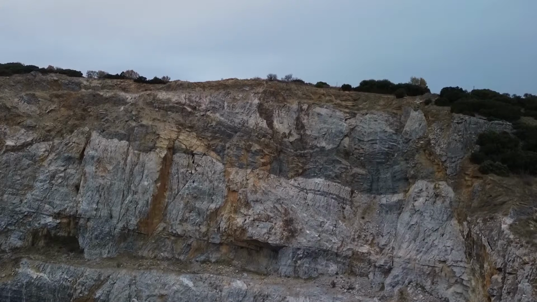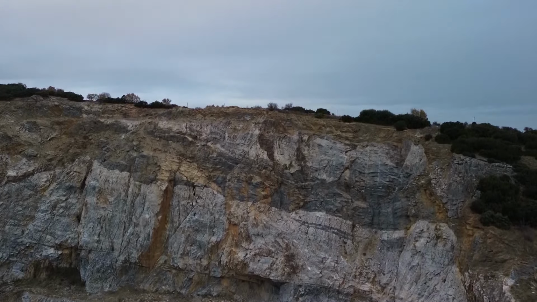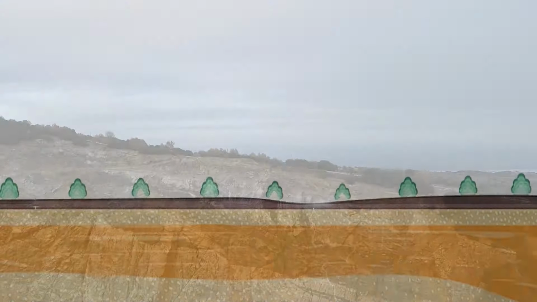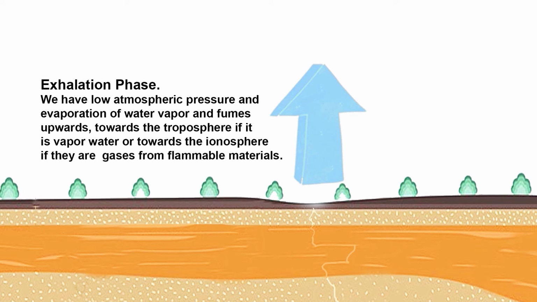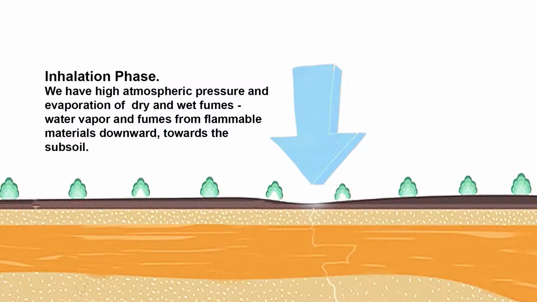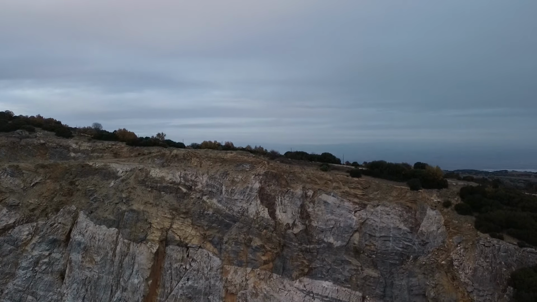Exhalation phase. We have low atmospheric pressure and evaporation of water vapor and fumes upwards, towards the troposphere if it is vapor water, or towards the ionosphere if there are gases from flammable materials. Inhalation phase. We have high atmospheric pressure and evaporation of dry and wet fumes, water vapor, and fumes from flammable materials downward towards the subsoil.